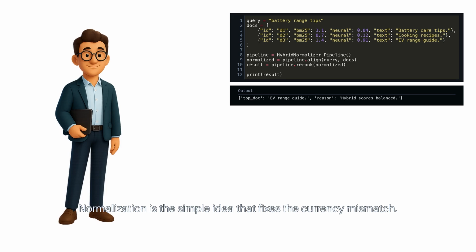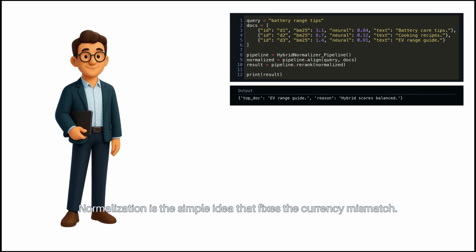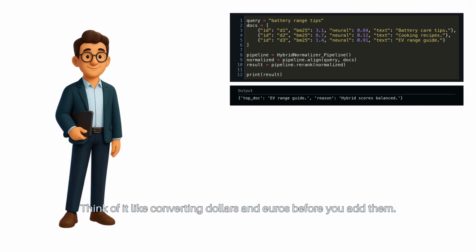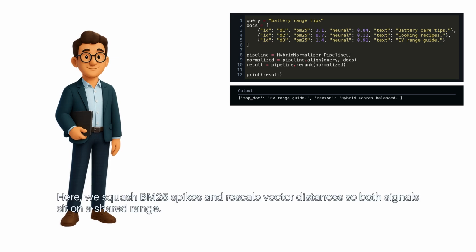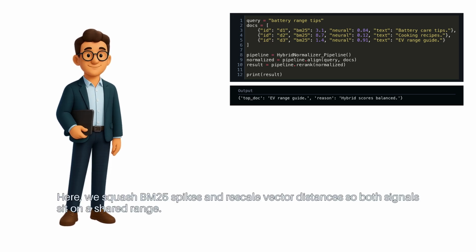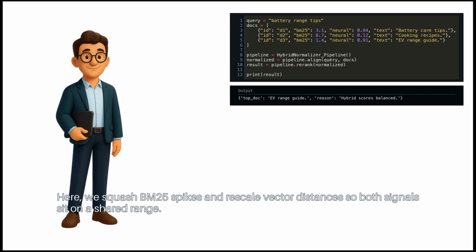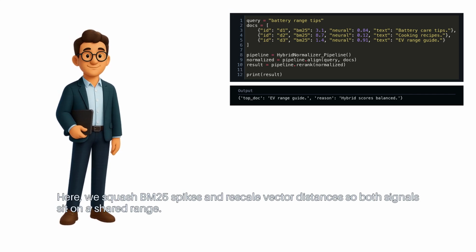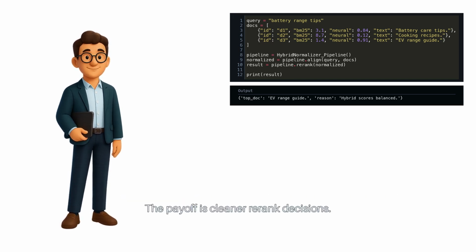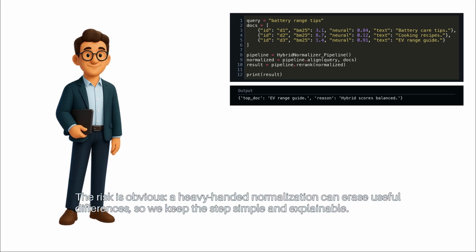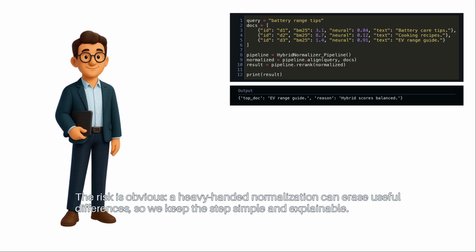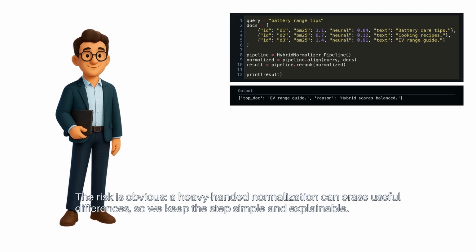Normalization is the simple idea that fixes the currency mismatch. Think of it like converting dollars and euros before you add them. Here, we squash BM25 spikes and rescale vector distances so both signals sit on a shared range. The payoff is cleaner re-rank decisions. The risk is obvious. A heavy-handed normalization can erase useful differences, so we keep the steps simple and explainable.